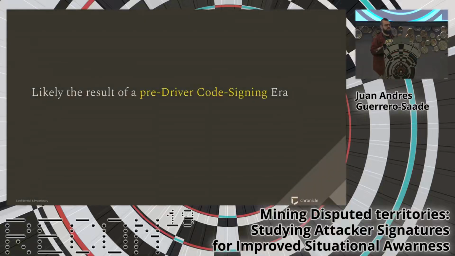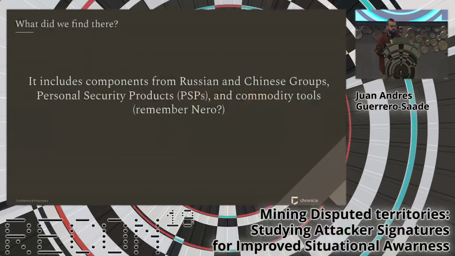It's most likely the result of a pre-driver-code-signing era, right? Where rootkits were a much more prevalent thing. But I think it also speaks to what they figured would be a blind spot for them on these victim boxes. So what do you find inside of the driver list if you try to identify these 5,000 names?